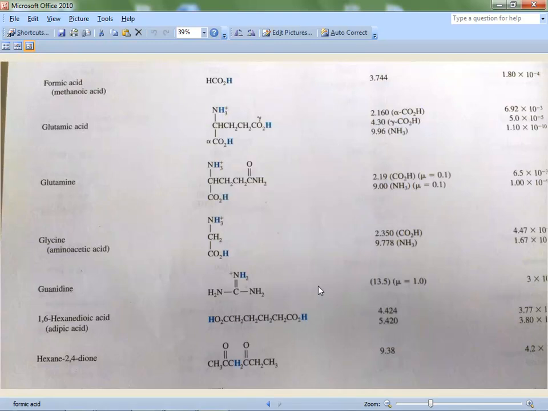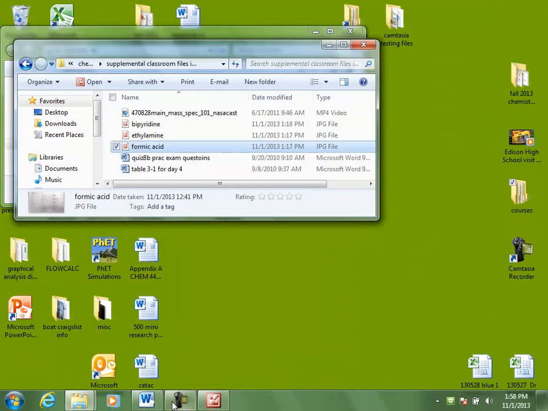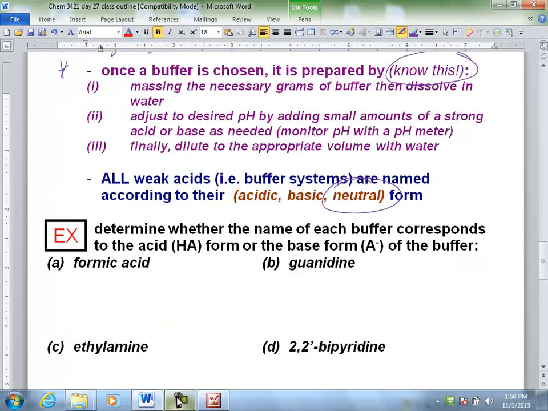Formic acid is way at the top, and that acidic hydrogen is in blue. It's nice because you could get the molar mass of it and all that. But the neutral form is what's in the bottle. The neutral form is what's on the shelf. So that's why they always name it by the neutral form. Does that neutral form correspond to HA, the conjugate acid, or A minus, the conjugate base? HA, because that hydrogen's attached. So formic acid definitely corresponds to HA.